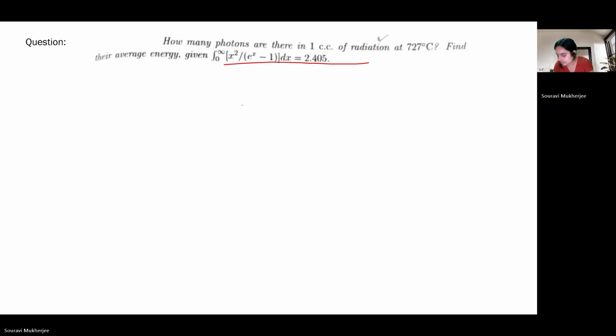Okay, I'll give a couple of minutes to actually think how this can be solved, and then we'll discuss the solution.